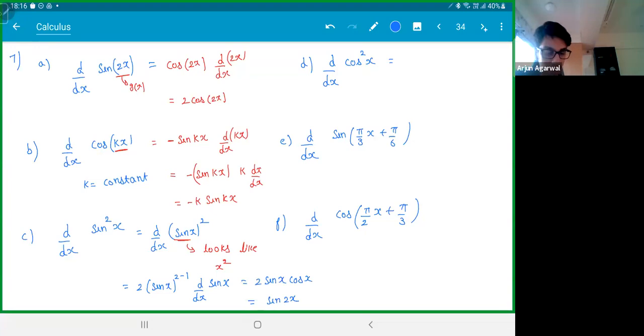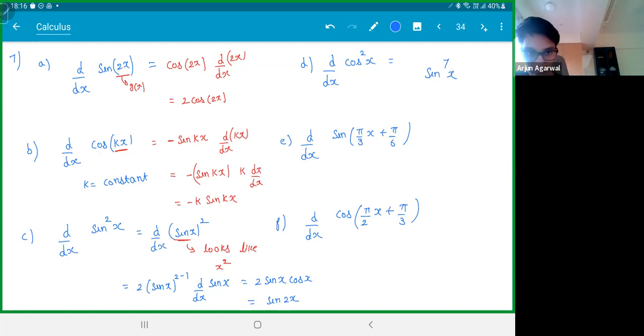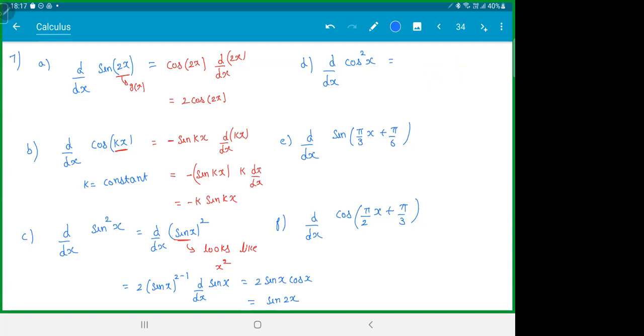So can we not write sine square x as sine x into sine x? You can do that, right? But what happens if I give you sine power 7x? Then it becomes difficult. Now I'm just showing you something easy, nothing much. So this will work better even for much more complex functions.